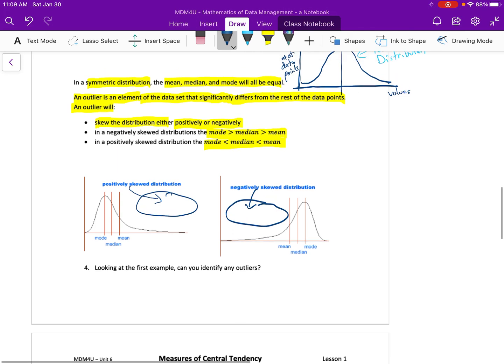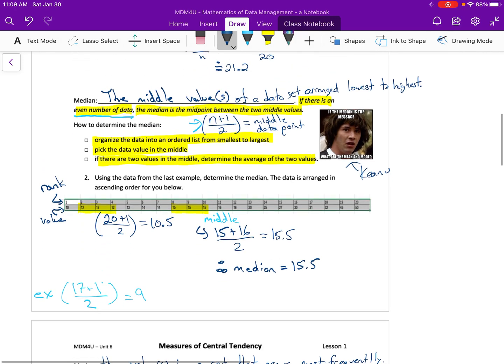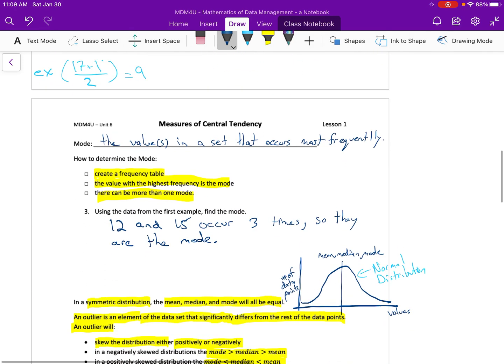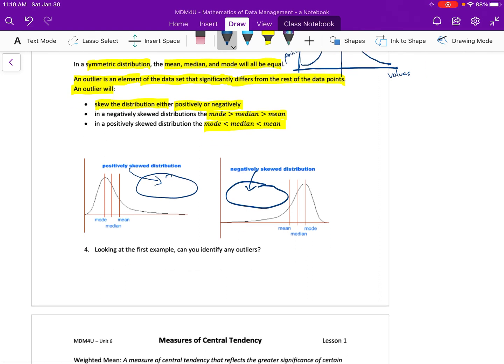If we look at our first example from mean, median, and mode, the mean was the highest, the median was next, and then the mode was the lowest. So in this one, we had the mean greater than the median and greater than the mode. And therefore, the data set is positively skewed.